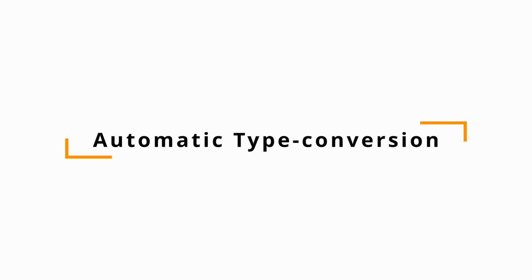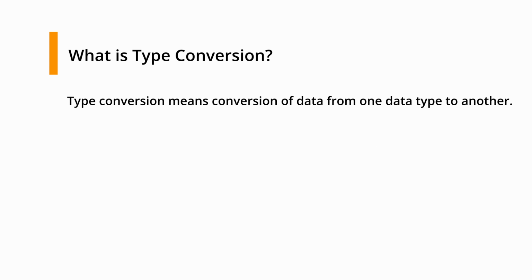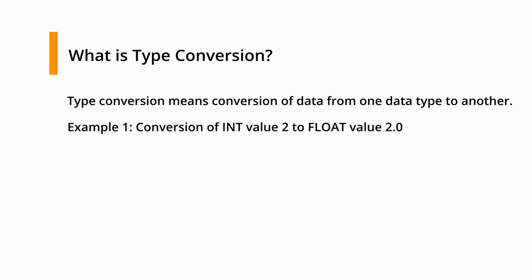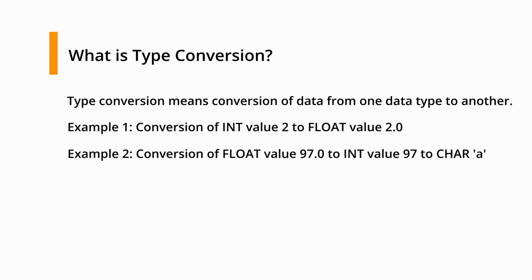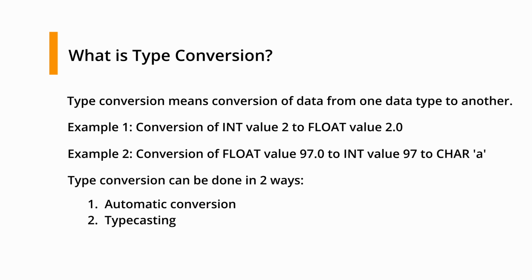In this video, you will learn what is type conversion and understand automatic type conversion in C++. What is type conversion? Type conversion means conversion of data from one data type to another data type. For example, integer value 2 can be converted to float value 2.0 using type conversion. Similarly, float value 97.0 can be converted to integer value 97, which can then be converted to character value small a using type conversion. In C++, type conversion can be done by two ways: automatic conversion and typecasting.